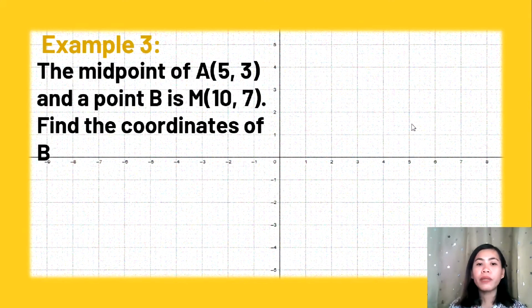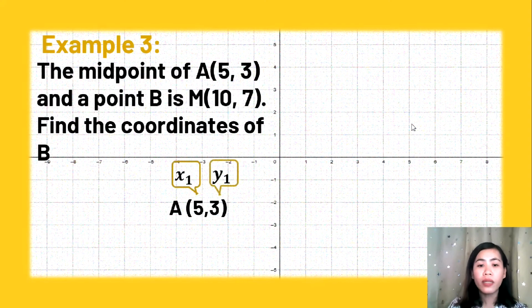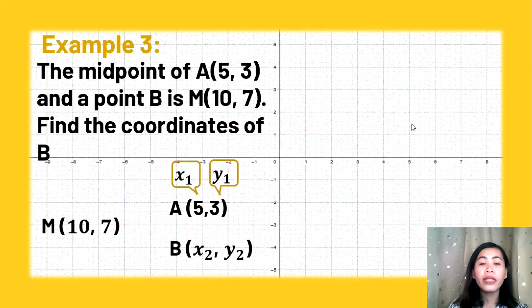Next example, the midpoint of point A, 5, 3, and point B is M, 10, 7. Find the coordinates of point B. So this time, ang given naman ay coordinates ng midpoint. Ang hahanapin natin, coordinates ng isang endpoint. So we have point A, iset na natin siya as our x sub 1 and y sub 1. Si point B, yun ang nawawala, hahanapin natin ang coordinates. We have x sub 2 and y sub 2. And si point M that is given, x and y.